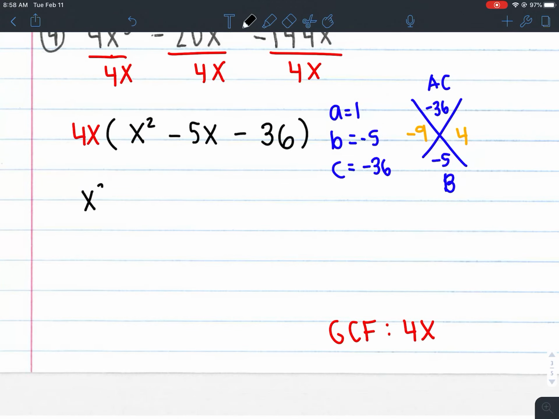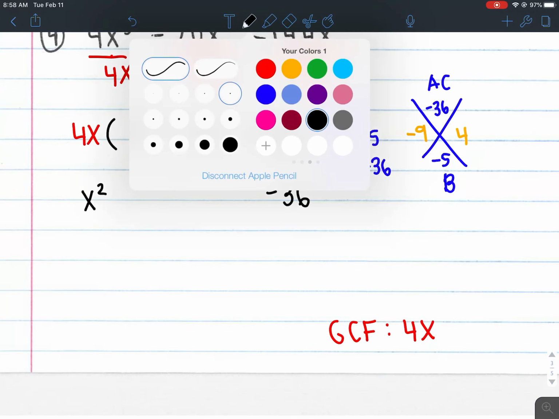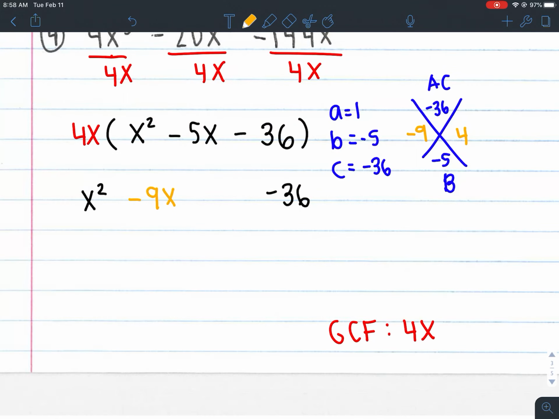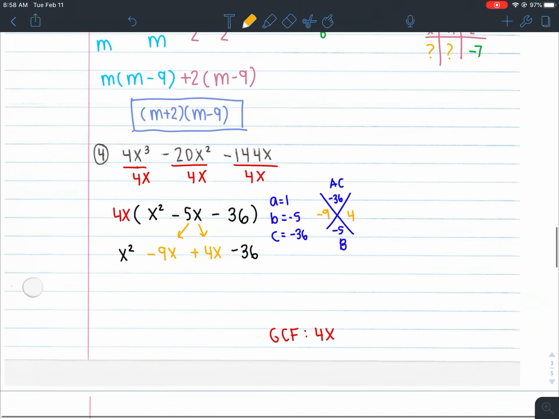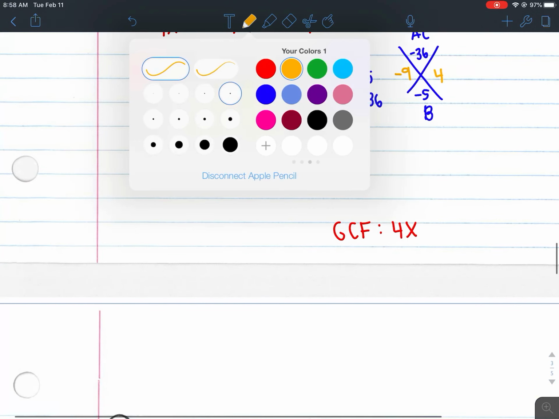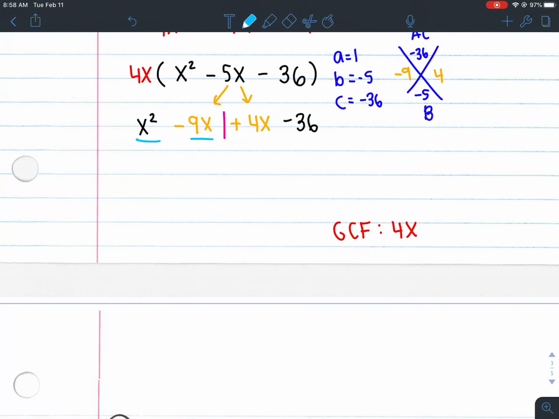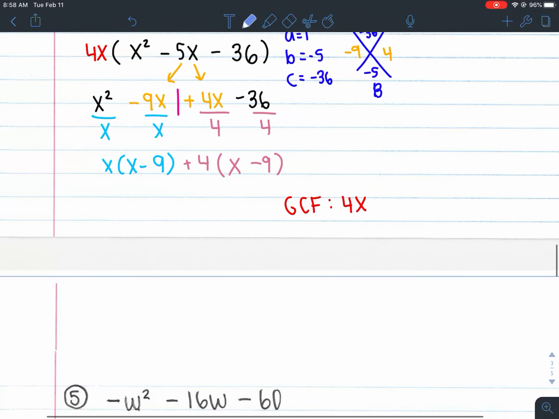So I'm going to go ahead and rewrite my trinomial. X squared and negative 36 stay the same, but I have negative 9x plus 4x on the inside. I'm splitting that into 2 parts, right? And then I'm going to go ahead, group it, and factor by grouping. So I have 1x I can take out, x minus 9. The largest number I can take out is 4. I can't take out any x's because the 36 doesn't have any. And I would take out positive 4 since that first term is positive. My parentheses match, so I am in good shape so far.